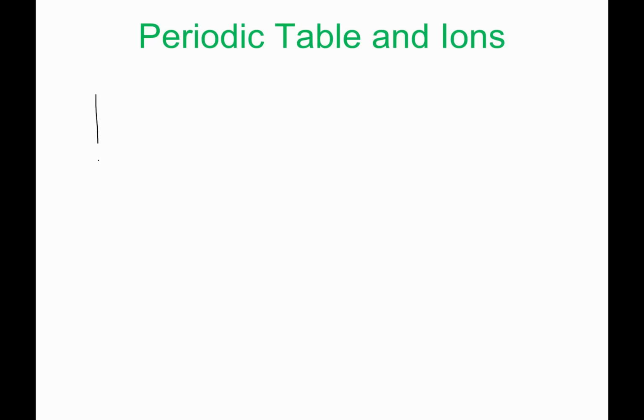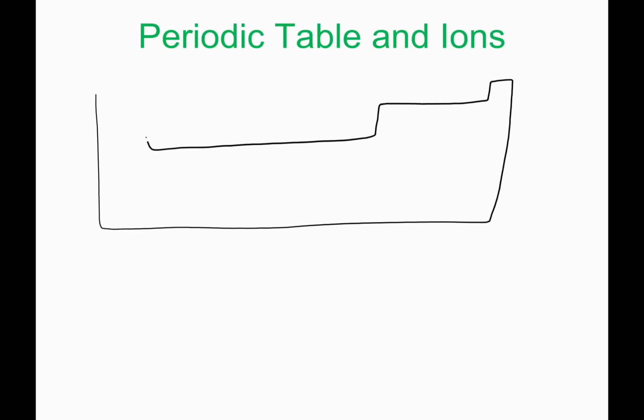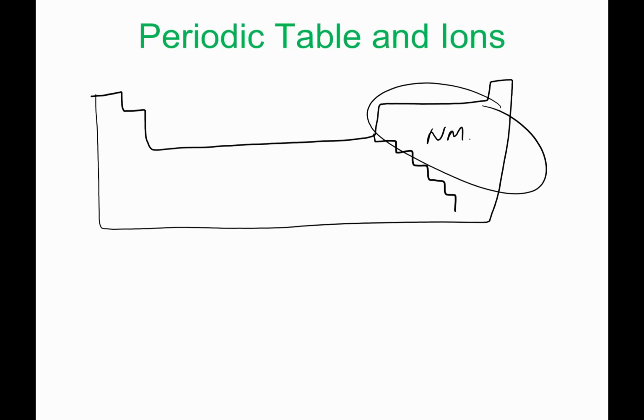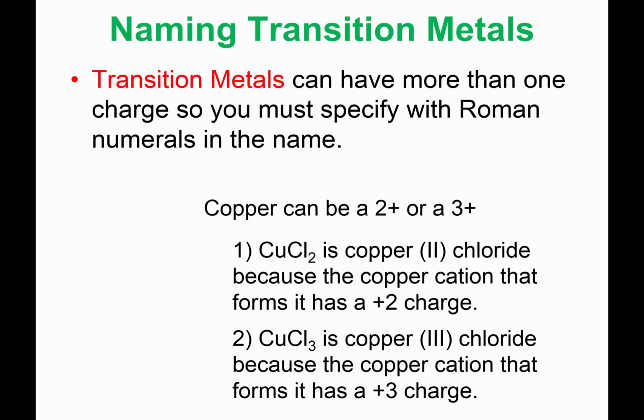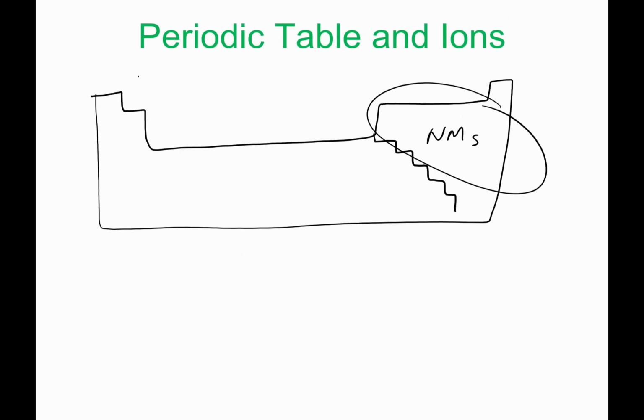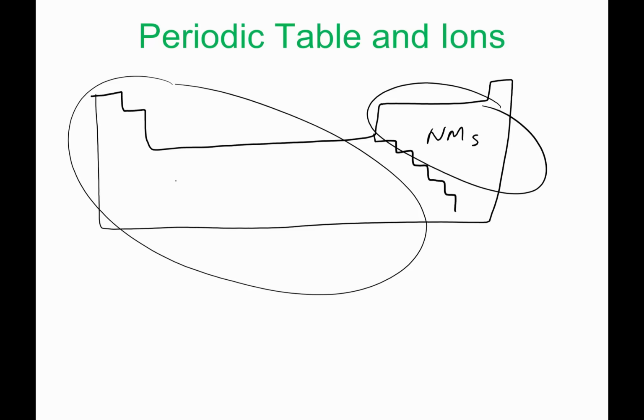So if we look at a full picture of a periodic table, really bad picture, but if you see this staircase on your periodic table, these are the nonmetals, and they typically make minuses, and these are the metals, including transition. So you'll never see iron making a minus charge. So these all make positive. These all make cations, and these all make anions.